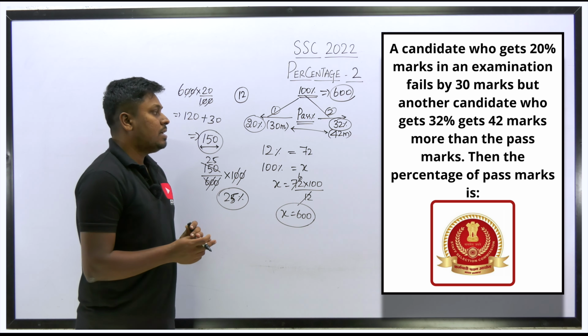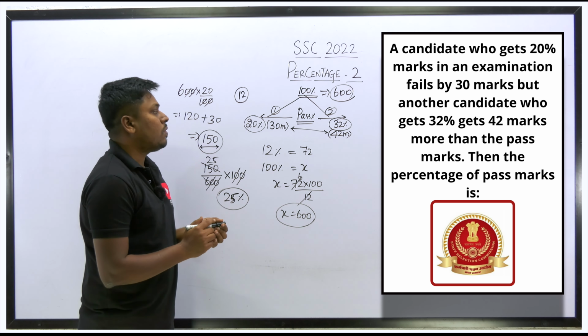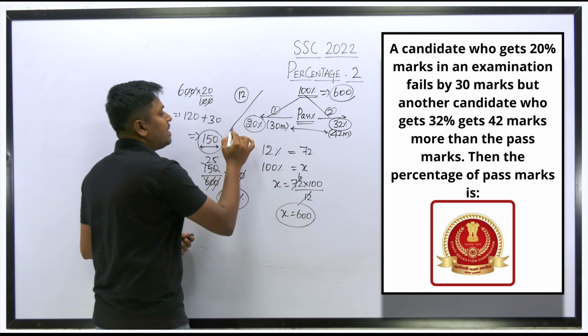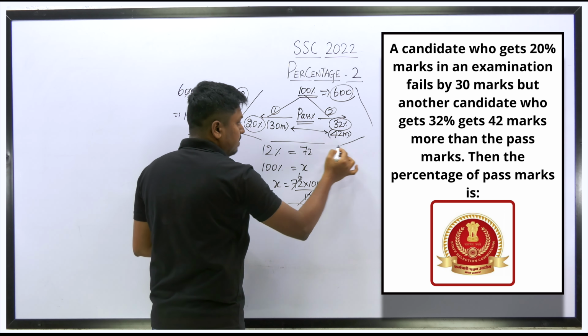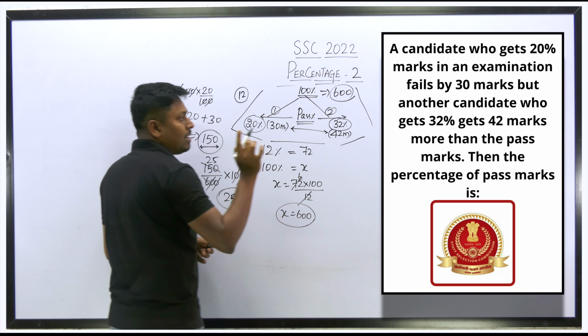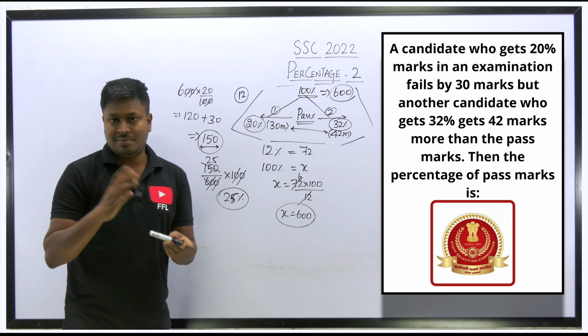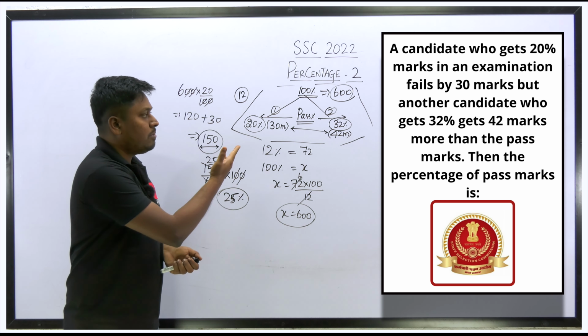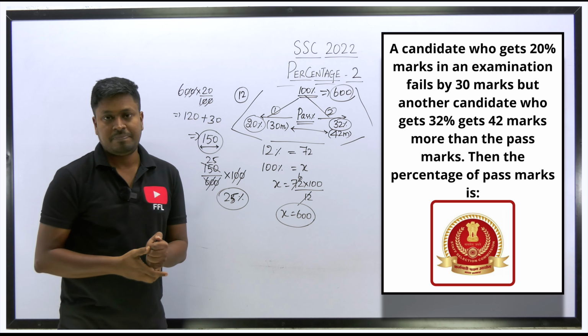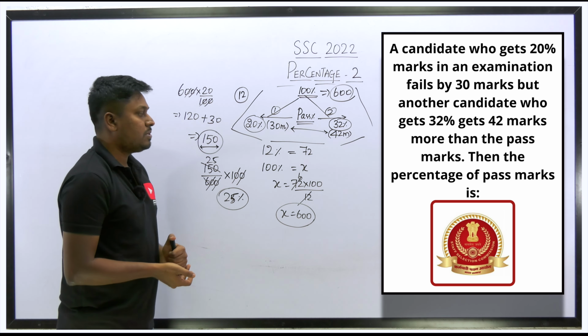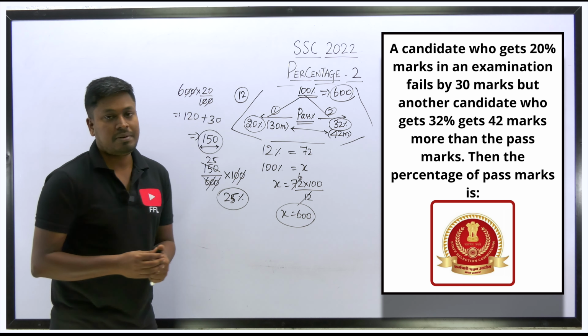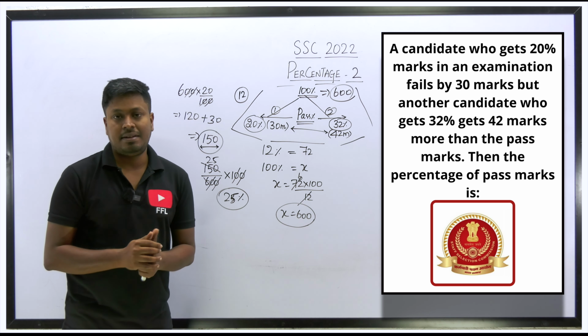Understood or not, friends? So very simple and very easy to solve. Only you need to understand this basic concept, right? If you can't understand this, kindly learn my basic percentage tutorial videos. So if you watch all the 6 videos, then definitely you can understand how I wrote it. Right? So answer for question number 12 will be 25% will be the pass percentage.